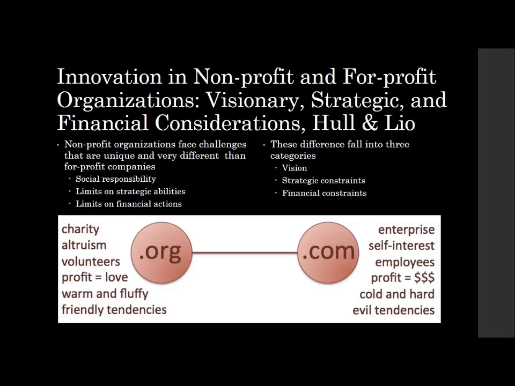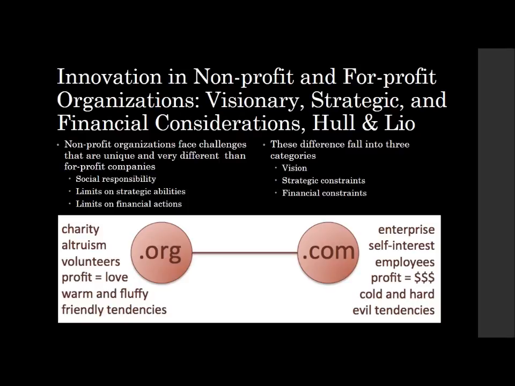Let's now take a look at the article by Hull and Leo titled Innovation in Nonprofit and For-Profit Organizations: Visionary, Strategic, and Financial Considerations. Nonprofit organizations face a number of unique challenges when compared to for-profit companies. Nonprofits have a social responsibility. They have limits on their strategic abilities, and they have limits on their financial actions.